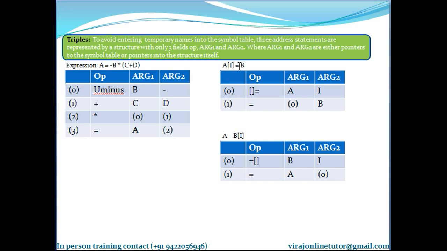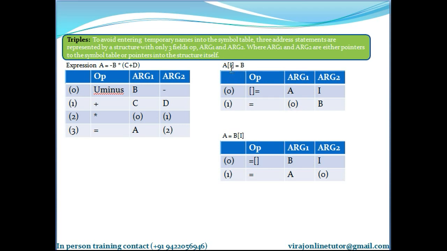Suppose someone gives you A of I equal to B. This you have to break down into two statements. First is the subscript operator and then the assignment statement. So let's compute the subscript operator first. Subscript operator A of I: A is the first argument, I is the second argument. And for the assignment statement, whatever is in B, put it into A of I. So A of I is represented by 0. So whatever is in B, put it into A of I. Simple.